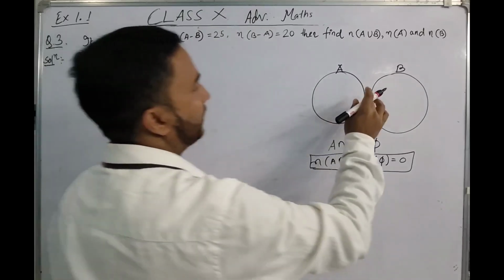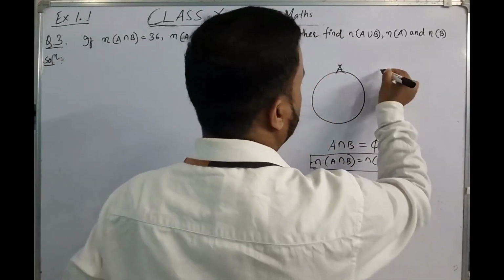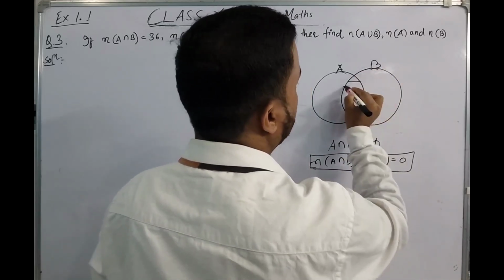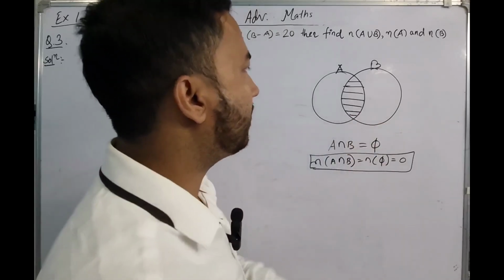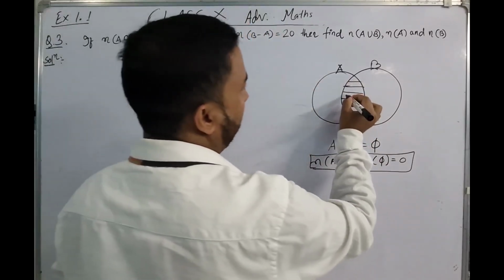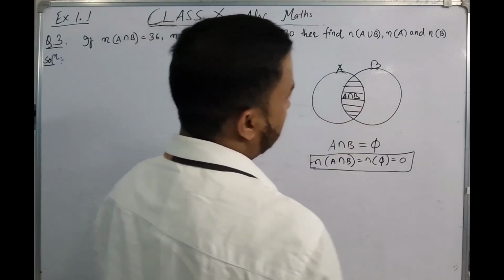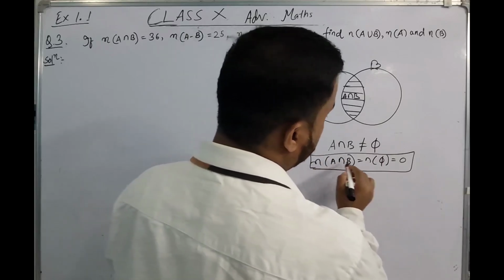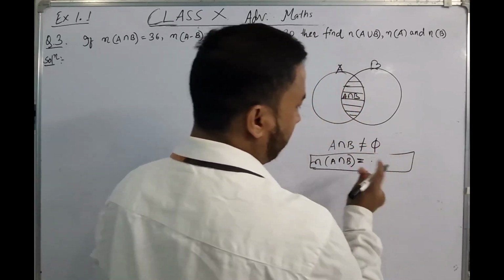But if this is the Venn diagram where the two sets A and B are overlapping, then this part is where some common elements are present, because this part is shared by A and B. This part is for A and B both. This is the A intersection B. Since the two sets have some common elements, in this case A intersection B is not equal to phi. So the number of elements in A intersection B is equal to some number.